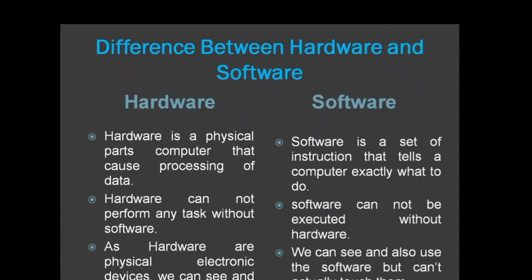Okay. As the hardware are physical electronic devices, we can see and touch the hardware. We can see and touch the hardware both, whereas in the case of software we can see and also use the software but cannot exactly touch it. We cannot touch computer software. We can feel it, we can see it and we can work on it.